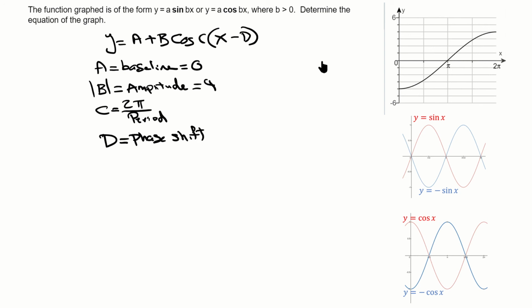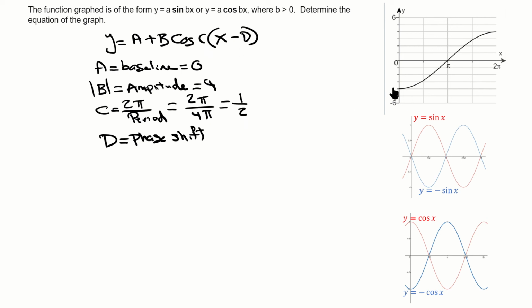Now c is going to come from the period. We know that the cosine curve covers one full cycle in a period of 2 pi. So this is not showing us a full cosine curve. It's only showing us half of one full cycle in 2 pi. So we know it's going to cover the entire full cycle in 4 pi. So the period of this function is going to be 4 pi. So when we want to find this constant c, we divide 2 pi by 4 pi, and we end up with 1/2.